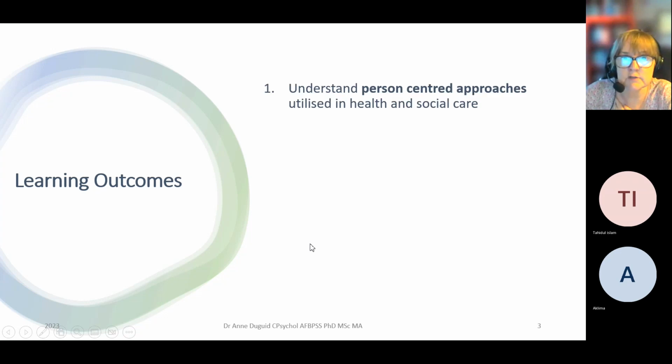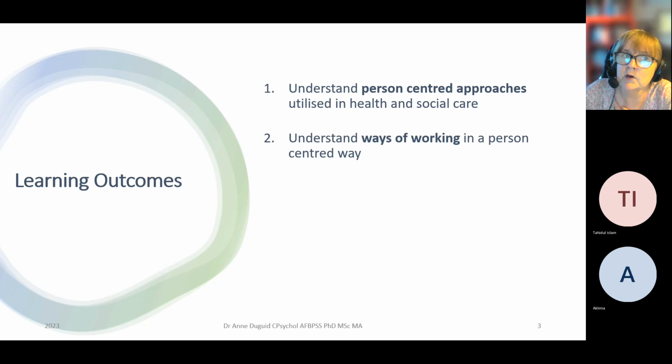So the learning outcomes for today are, firstly, we're going to understand what person-centered approaches are and how they are actually put into practice in health and social care. What would it look like? What would we understand it to be if we were talking about person-centered approaches? And we're going to understand the ways of working in a person-centered way. So it's not just an empty phrase.